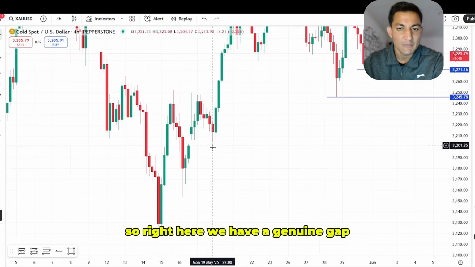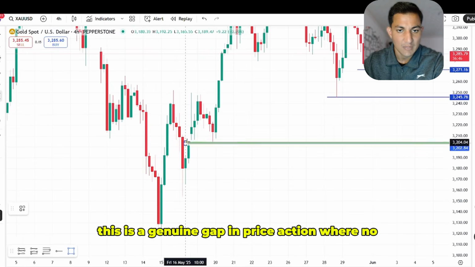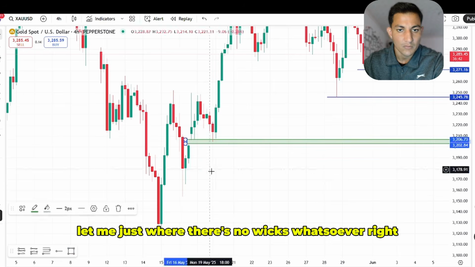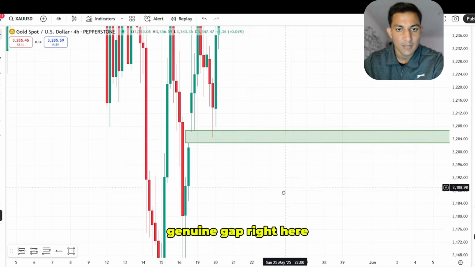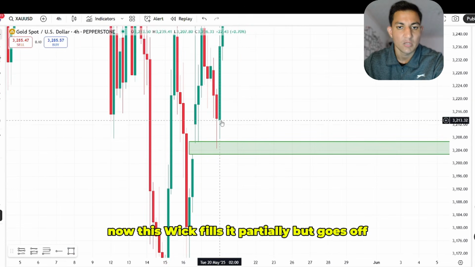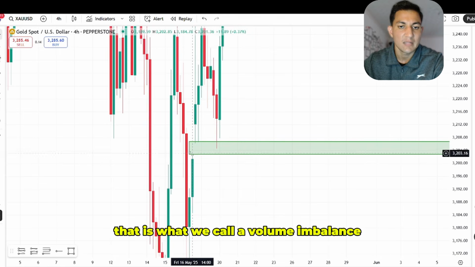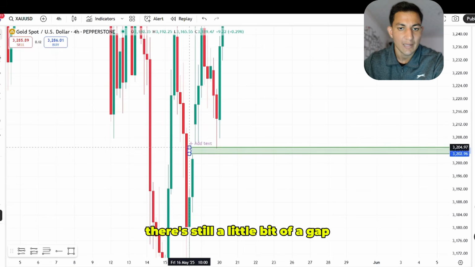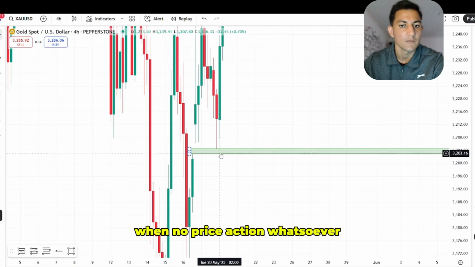So right here we have a genuine gap. This is a genuine gap in price action where there's no wicks whatsoever. Right, genuine gap right here. Now this wick fills it partially but goes off. That is what we call a volume imbalance, but there's still a little bit of a gap. Let me make this very clear. There's still a little bit of a gap where no price action whatsoever occurred.